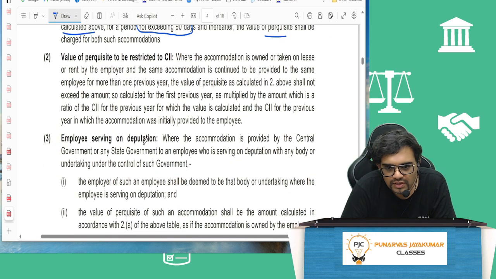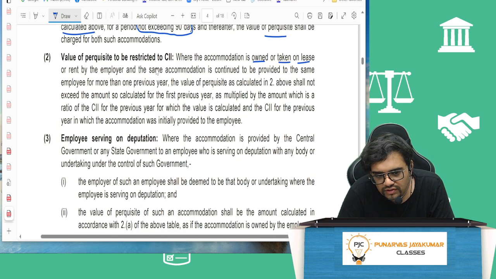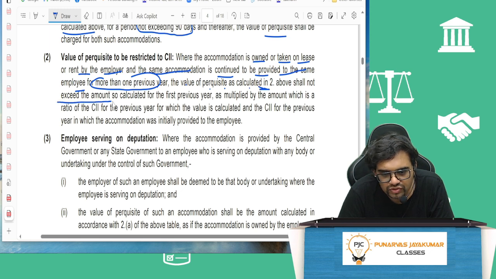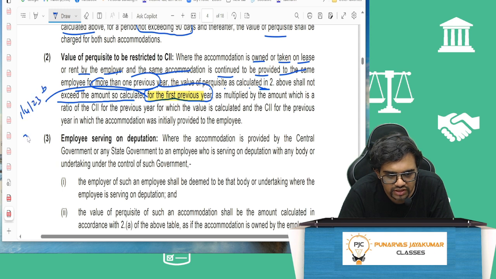See, where the accommodation is owned or taken on lease or rent by the employer and the same accommodation is continued to be provided to the same employee for more than one previous year, the value of the perquisite as calculated in 2 shall not exceed the amount so calculated for the first previous year. Mind you guys, first previous year means 1st April 23 to 31st March 24. They have given that here very clearly.